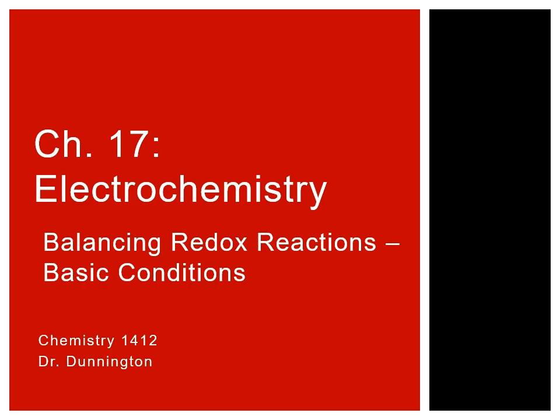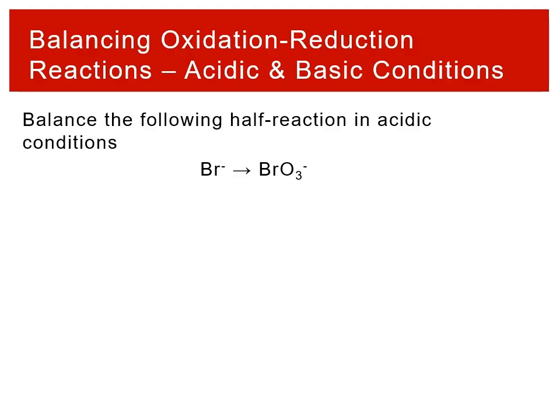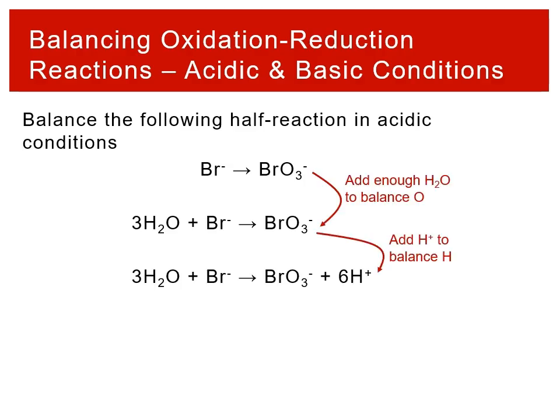Now we're going to talk about the final complication for balancing: what happens in basic conditions. All right, so previously under acidic conditions, if we had just, say, a half reaction, say Br becoming BrO3 minus, we would add some water to balance out the oxygens. Then we add the H plus to balance out the H.